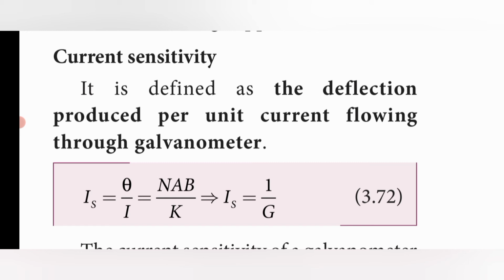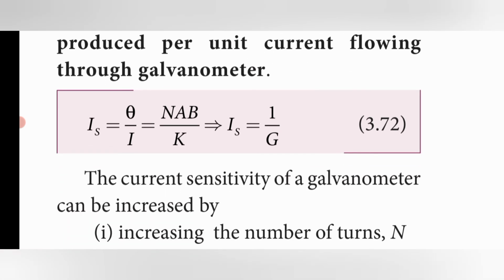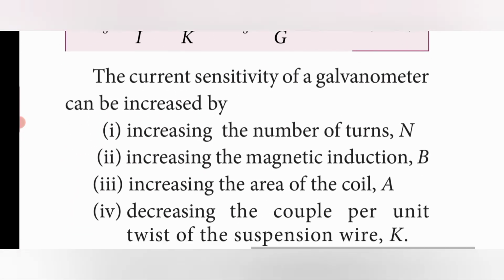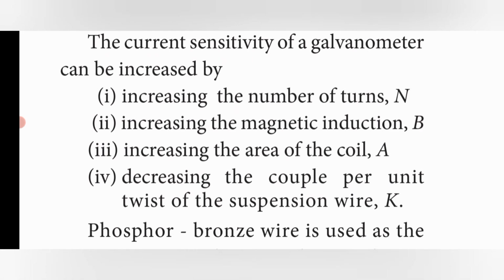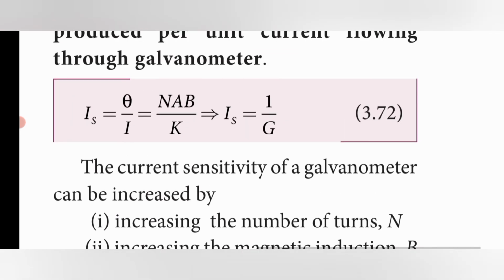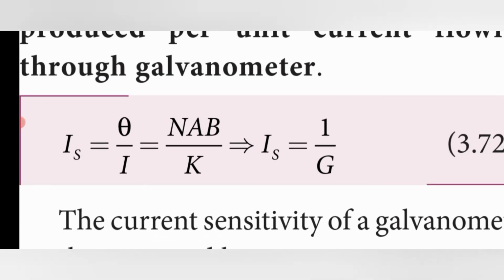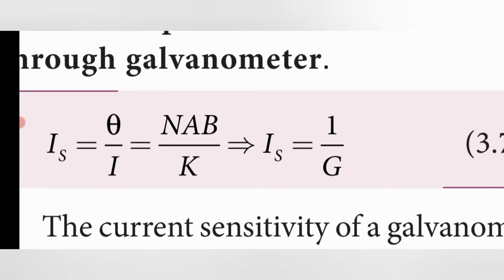To increase the current sensitivity, we have to increase the number of turns in the coil, increase the magnetic induction B, increase the area of the coil A, and decrease the couple per unit twist of the suspension wire K. Here the expression itself gives the explanation about the current sensitivity.